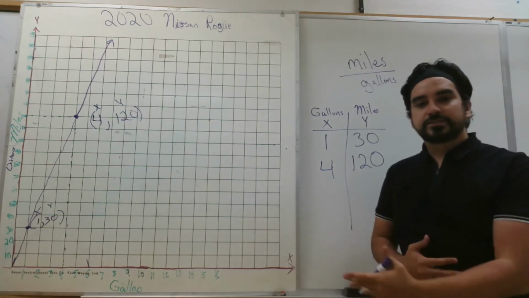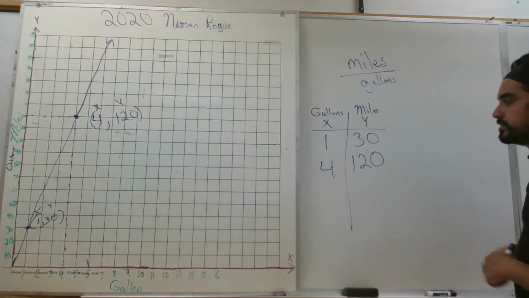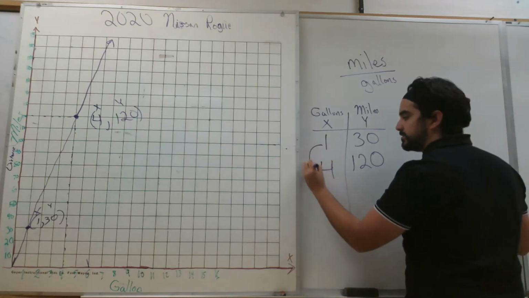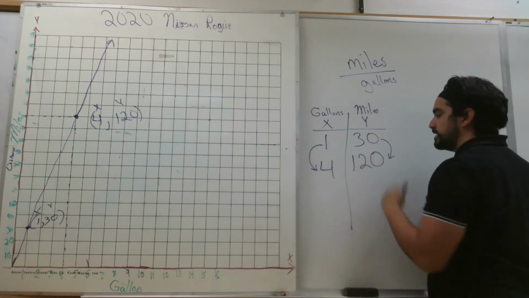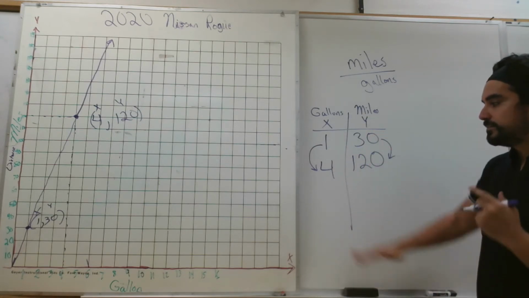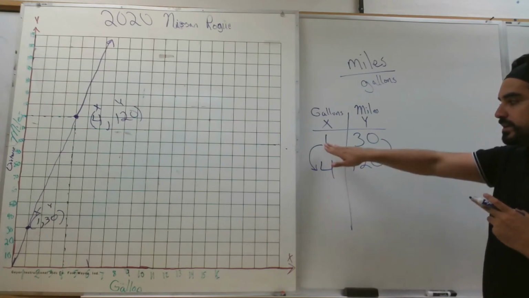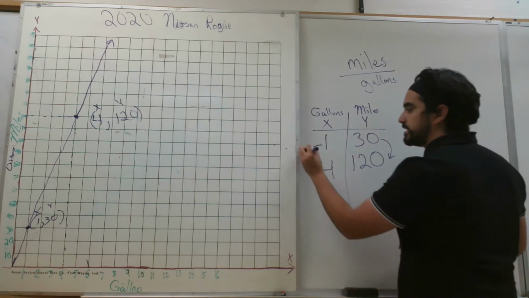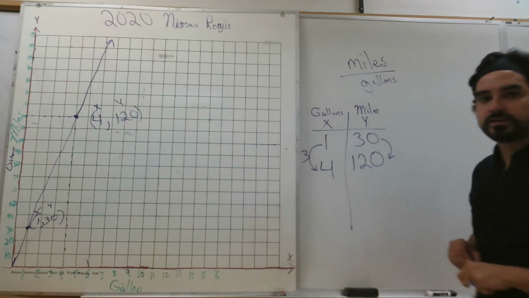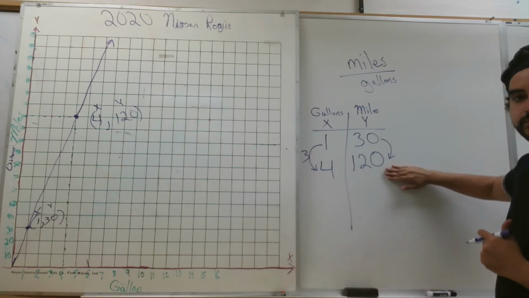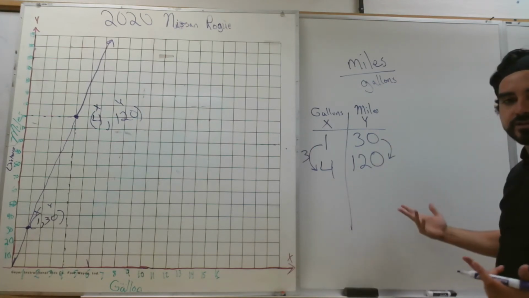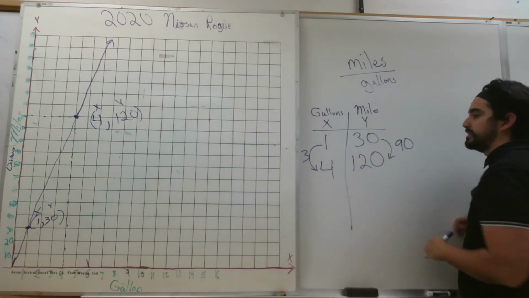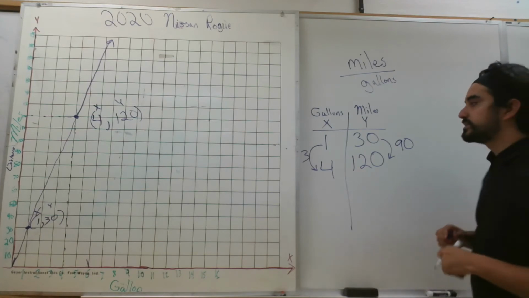So now let's go ahead and find the slope with the table. Remember, we're going to draw arrows going the same direction, so I'm going to put them going down. If I want to get to 4 and I start at 1, how do I get there? 4 minus 1 gives you 3. If I want to get to 120 and I started off at 30, how do I get there? 120 minus 30 gives you 90.